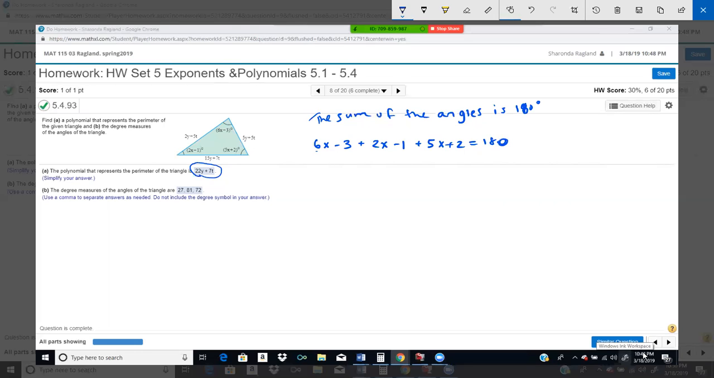Okay, combine like terms. Again, we have 6x and 5x and 2x. So that's 7 and 5, which is 12x. And then we have the negative 3 and the negative 1 and the positive 2. That gives you negative 2 is equal to 180 degrees. So let's see how that shortens it for you. And then go through the process. Add 2.